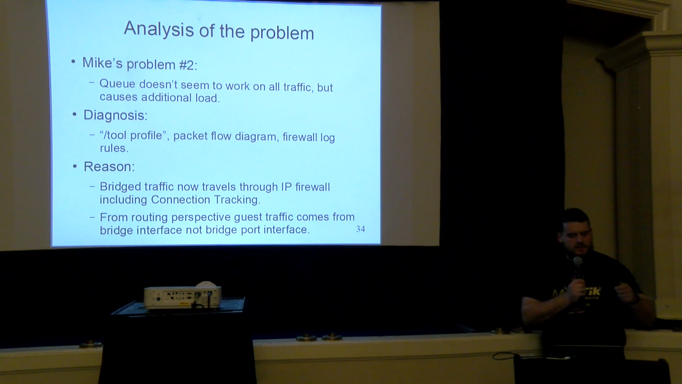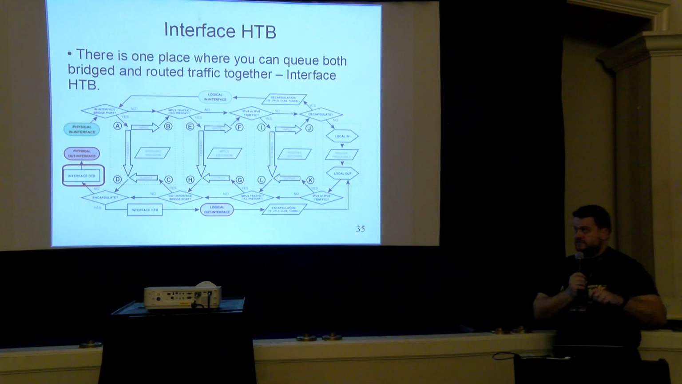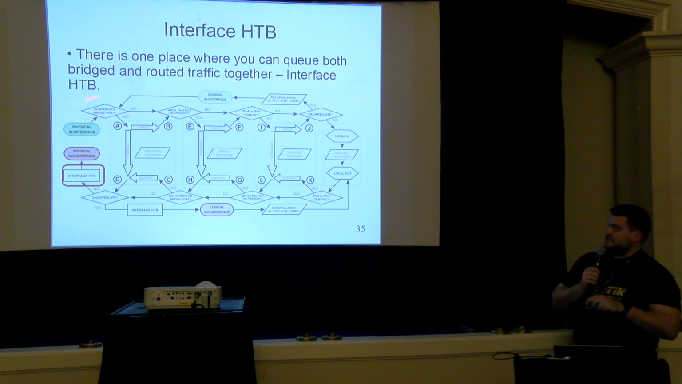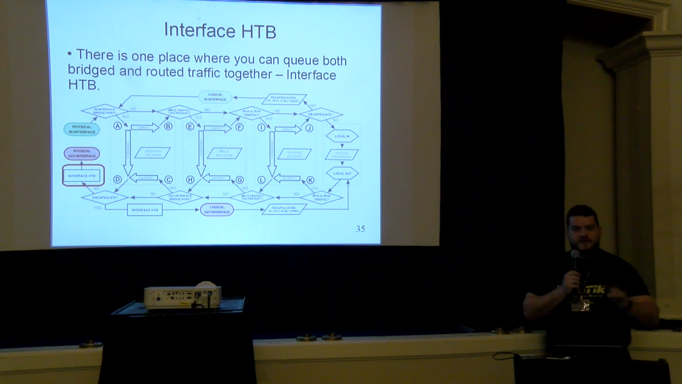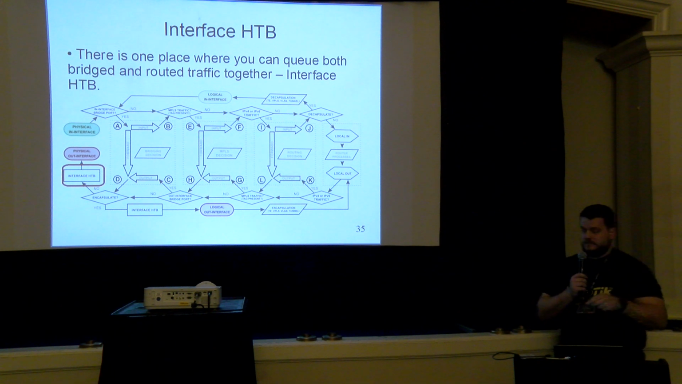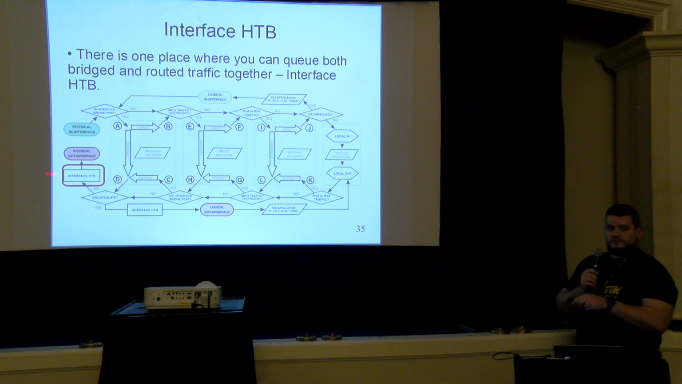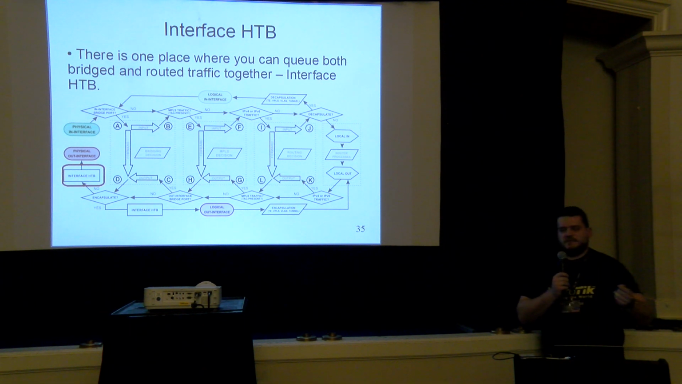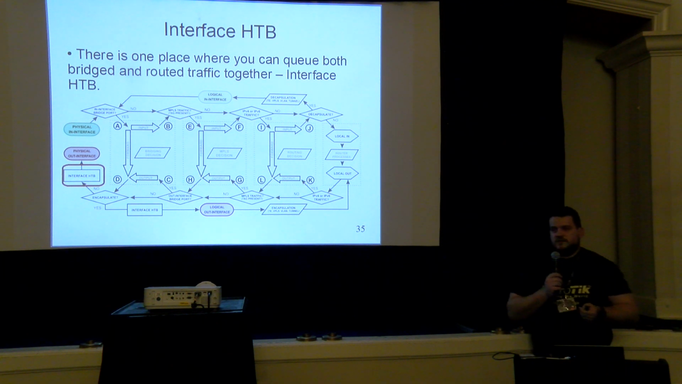But there is one place in the packet flow diagram. Routed traffic is going this way. Basically, there's routing over here. Bridge traffic is going this way. And we have one queuing place where you can apply queues, where all that traffic comes together. It's the interface queue. So you can actually have a single queue that captures both parts, bridged parts and routed parts, of this client traffic.